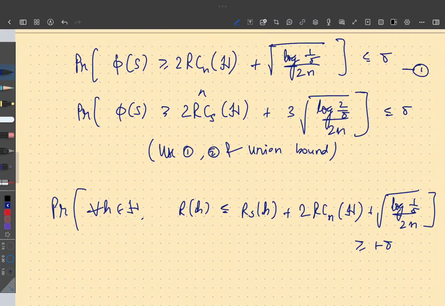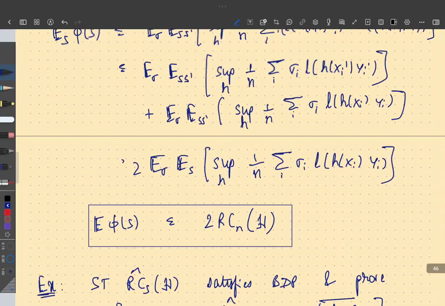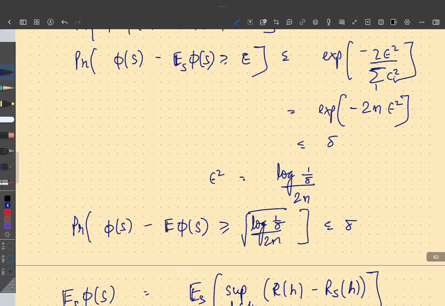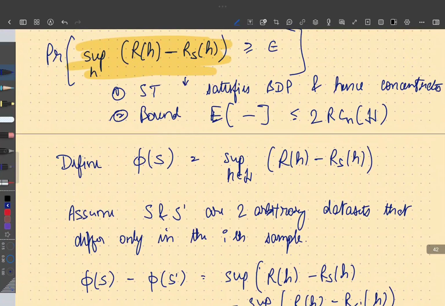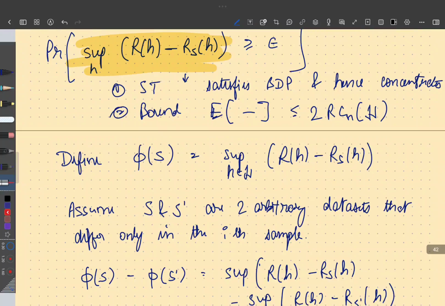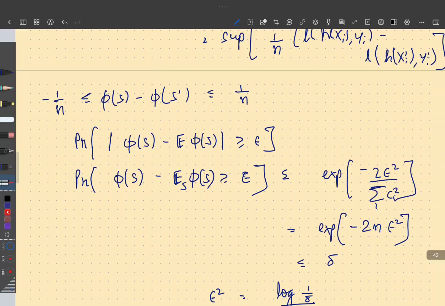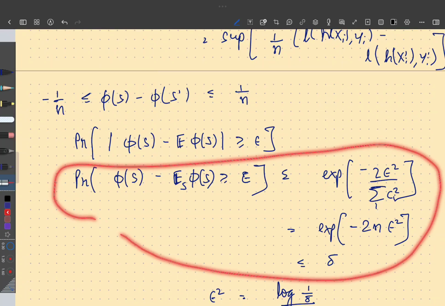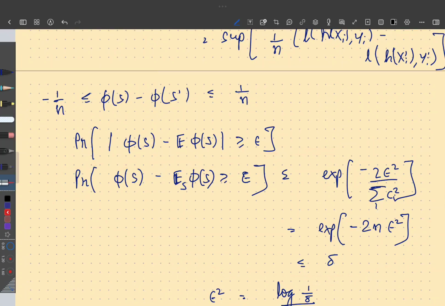So effectively we just used two steps. One, we showed that this phi of S, which was the supremum over all h of R(h) minus R_S(h), satisfies the bounded differences property, and then used McDiarmid's inequality to show that phi of S concentrates tightly around its mean. All right, so this was step 1, and step 2 was actually finding the expectation of phi of S.